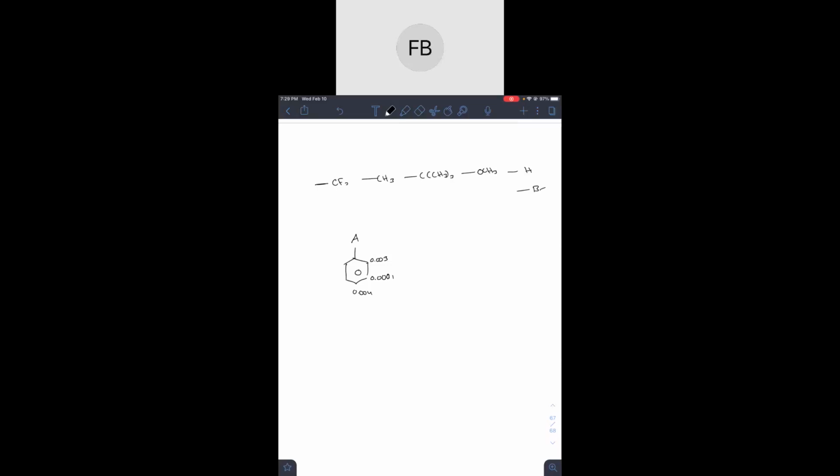But you'll notice that this is what kind of directing group? What way does it direct? Ortho-para, yes. But it's not very activating at all. So what do you think it is? Br? Yes, it's a halogen. That's how we know that it's a halogen, because it has very little activation, but it's also ortho-para.